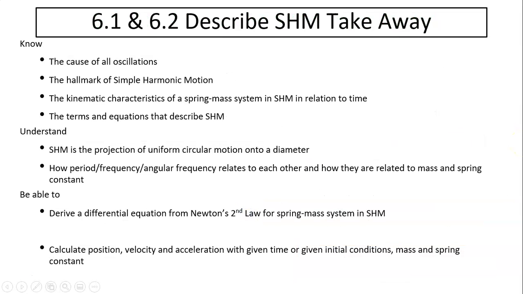So let's see, what's the takeaway? In this lesson, we've learned the cause of all oscillations. That's because of restoring force. Because of that, force and displacement are in the opposite direction. Consequently, acceleration and displacement are also in the opposite direction. The hallmark of simple harmonic motion is this: a_x equals negative omega squared x.